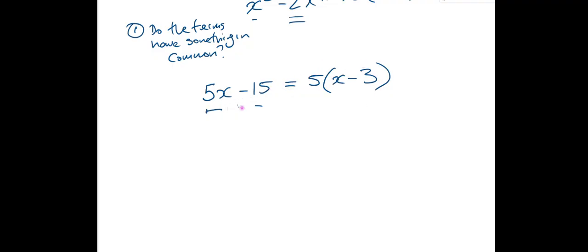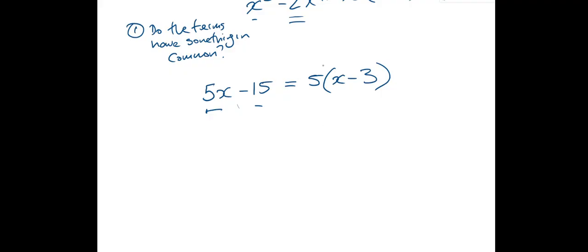Let's do that again. So I took out the 5. They both have a 5 in common. So I took that 5 out, and 5 times what gives us 5x? Well, 5 times x equals 5x. Okay, 5 times what gives us negative 15? 5 times negative 3 gives us negative 15.